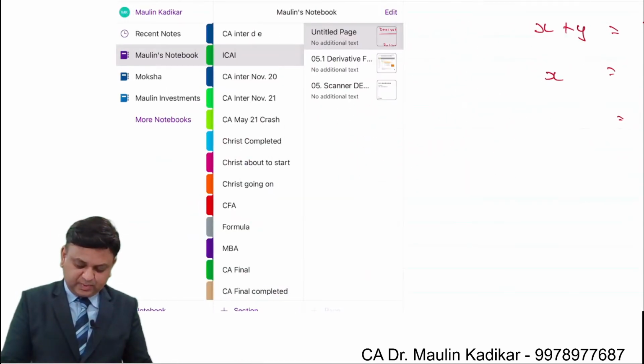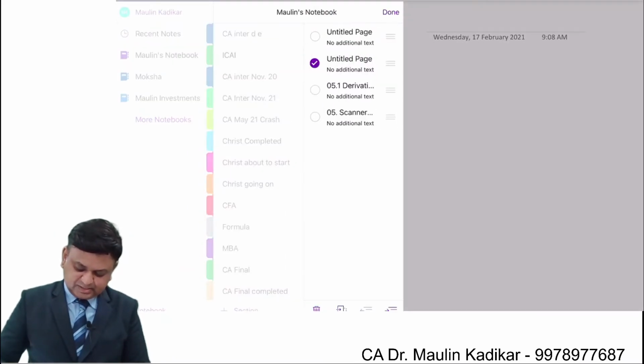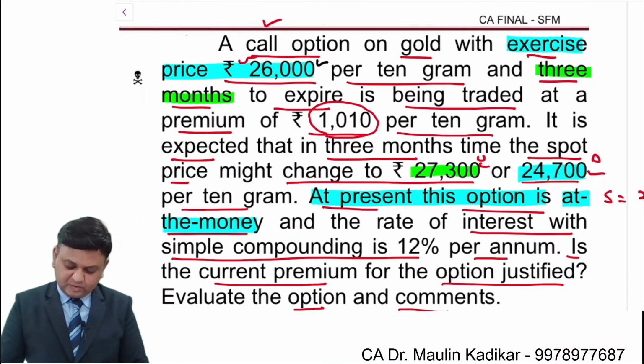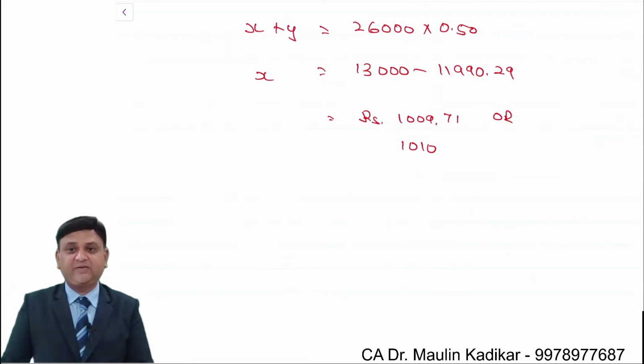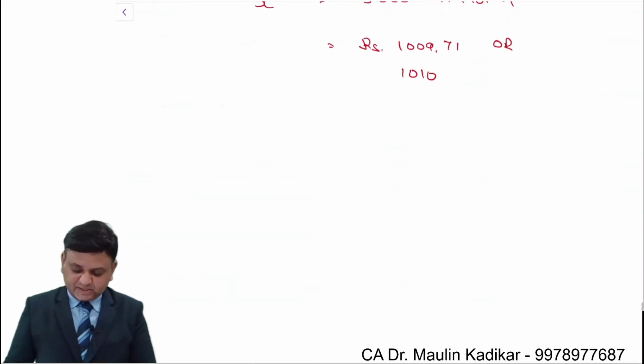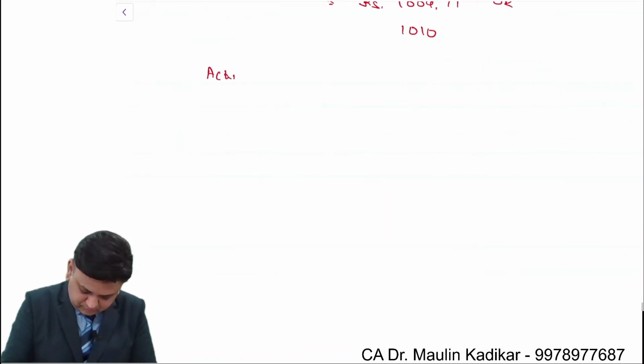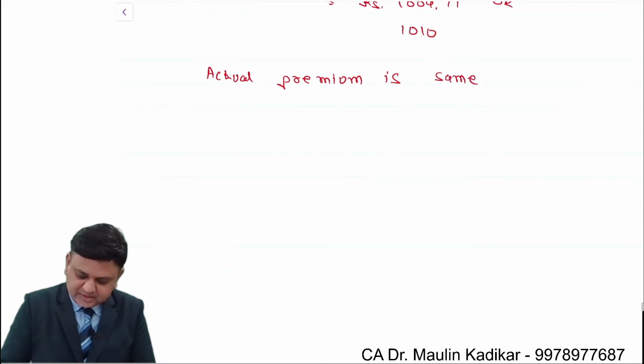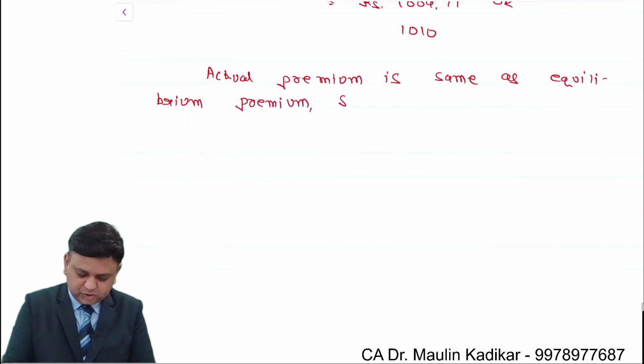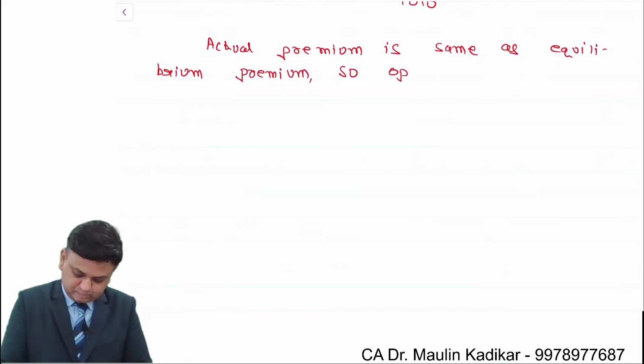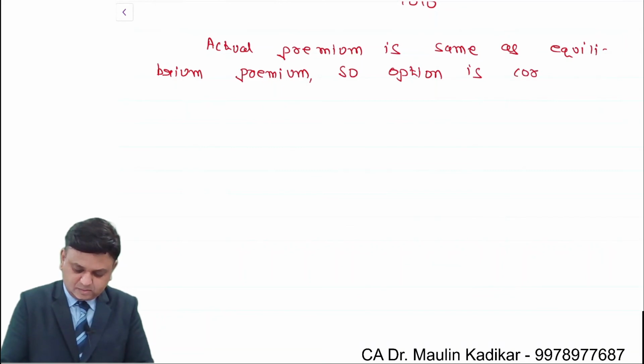Now friends, the actual premium amount provided to us in the question is the same, 1,010 only. You can see. So what happens is the actual premium is the same as the equilibrium premium. That is the reason we understand that the option is correctly valued. So the right answer: the actual premium is the same as the equilibrium premium, so the option is correctly valued.